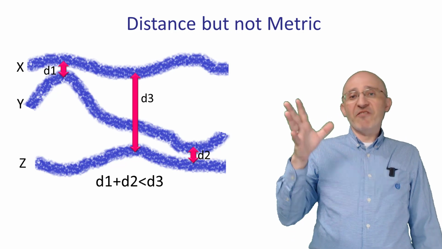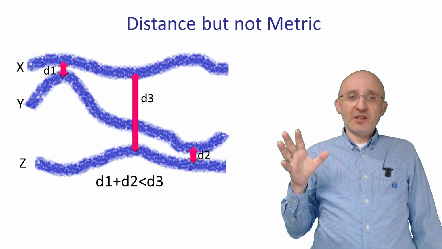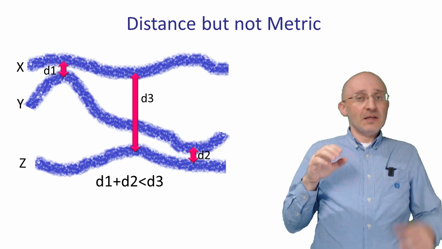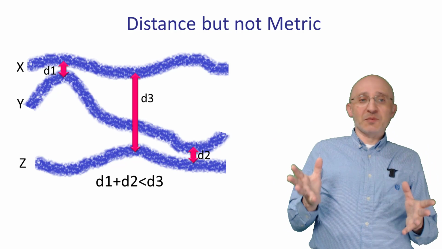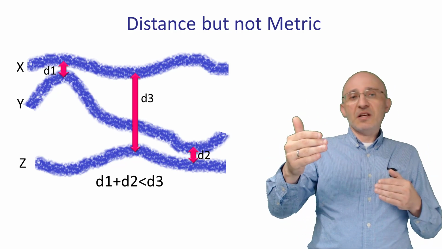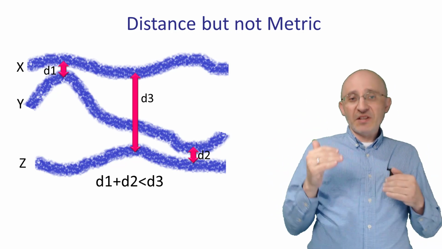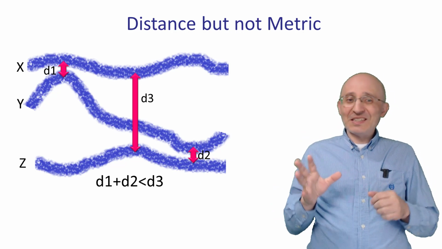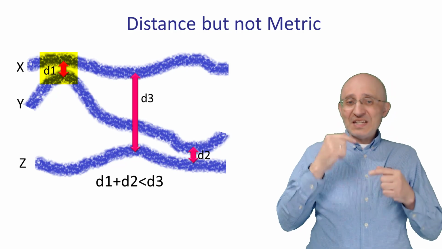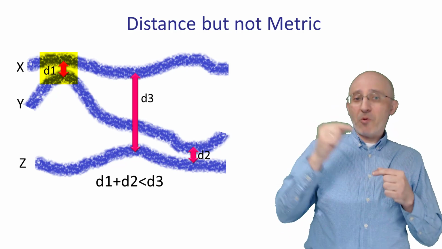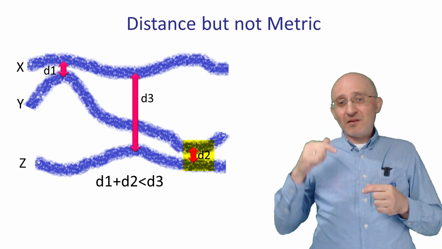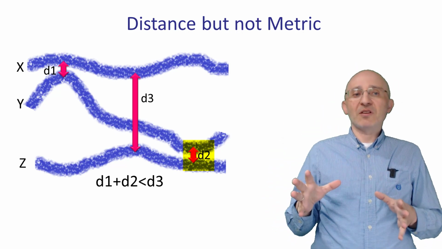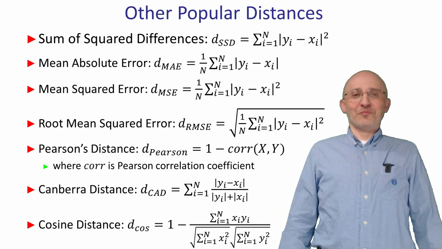Let's say we have three rivers running from left to right, and we will assume that their trajectory is our signal. It is reasonable to define the distance between two rivers as the minimal distance between the rivers. Note that in this case, the triangle inequality does not hold, because the distance from river X to river Y plus the distance from river Y to river Z is significantly smaller than the distance from X to Z.